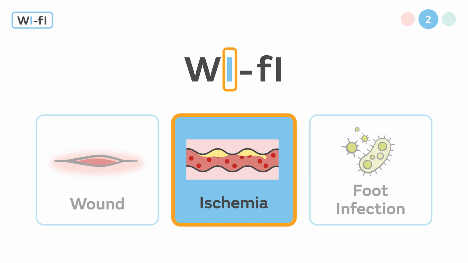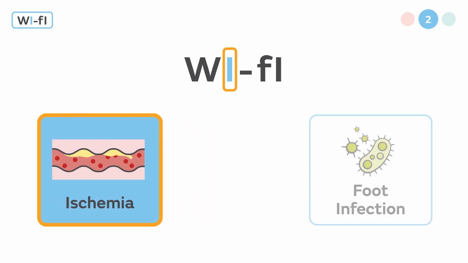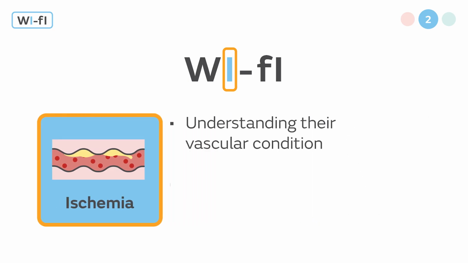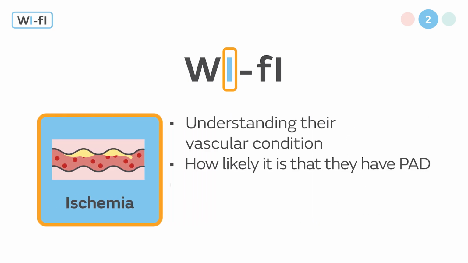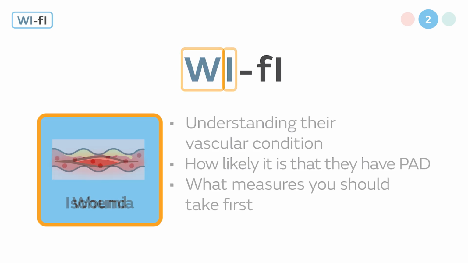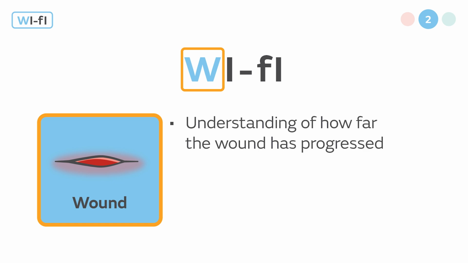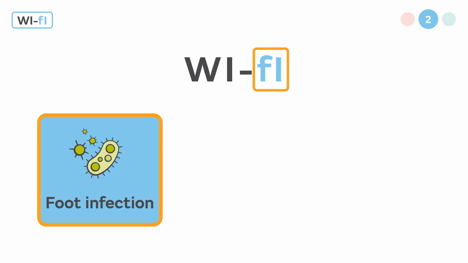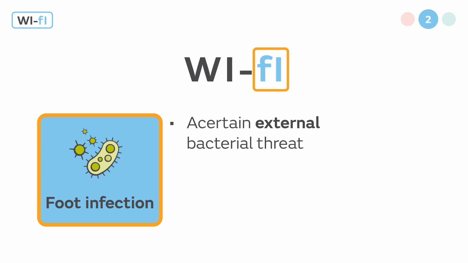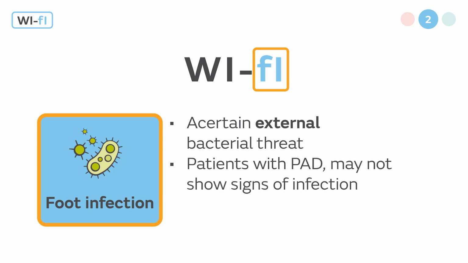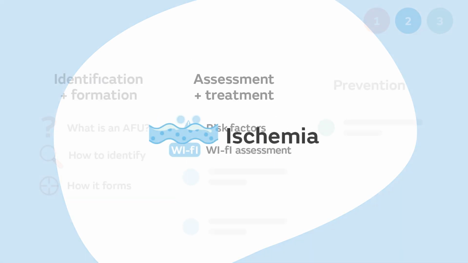An easy way to think of WIfI is like this. Ischemia gives you an understanding of their vascular condition, how likely it is that they have PAD, and what measures you should take first. The wound category gives you an understanding of how far this wound has progressed and how to manage it. Finally, foot infection lets you ascertain the external bacterial threat that the patient is facing, although patients with PAD may not show signs of infection. Let's start with ischemia.